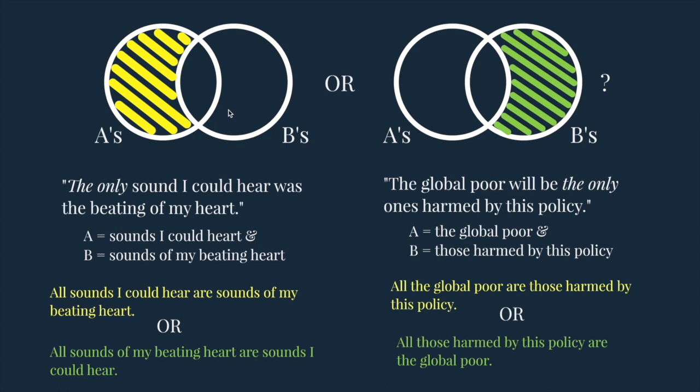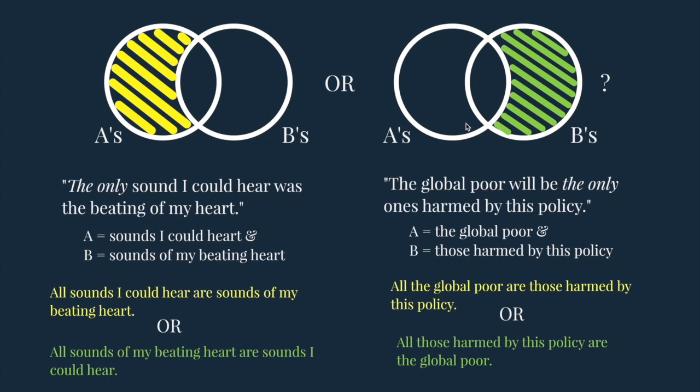And the only ones harmed by this policy are the global poor. B is the set of all of those who are harmed by this policy. But look at all of these. Look at all of this part of this B circle that's outside of the A circle. These are all people who are harmed by this policy that are not the global poor. But yet my statement says that the global poor will be the only ones harmed by this policy. This Venn diagram does not represent this statement.